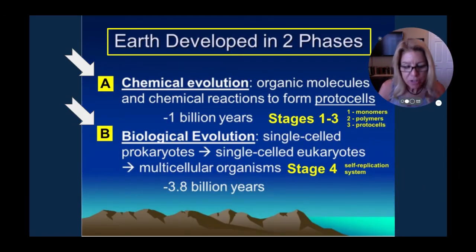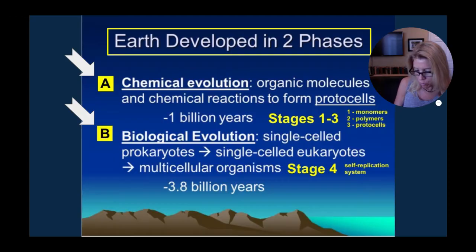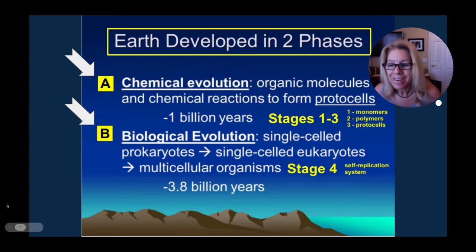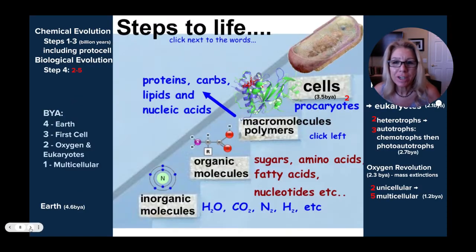On your notes, you can see those stages. If you just glance through your notes really quick before we get started, stage 1 is evolution of monomers, stage 2 is evolution of polymers, then evolution of protocells, and then a self-replication system. And then video 2 for this chapter is when I'll talk about the history of life in the major eras and what evolved when, and then we'll look at geologic factors that influence evolution today. Okay, so there's your big picture.